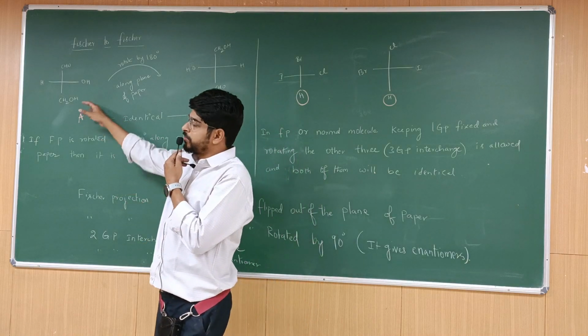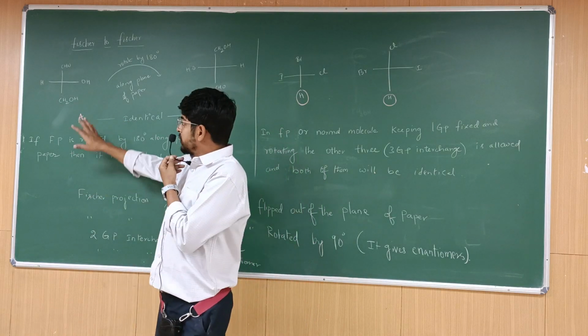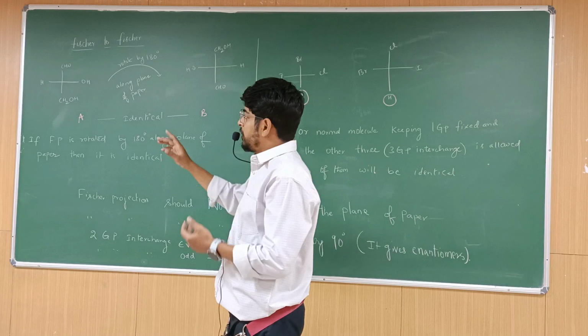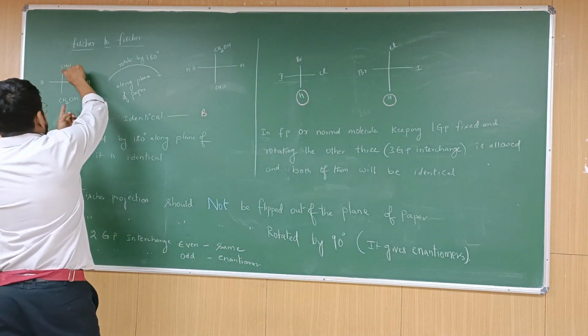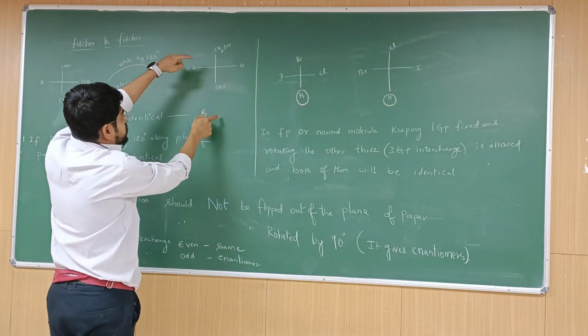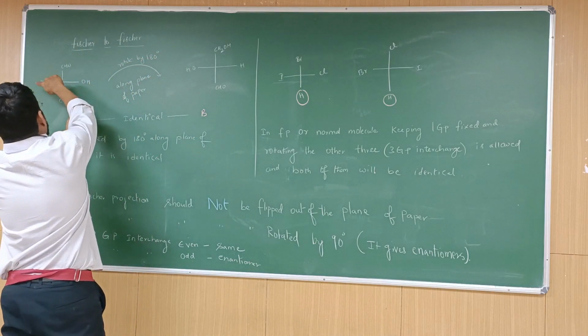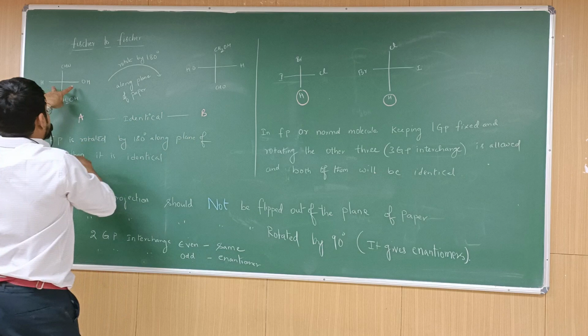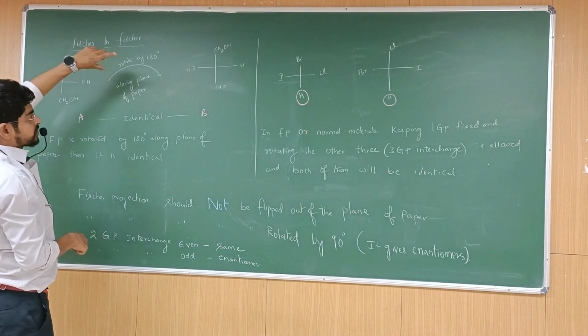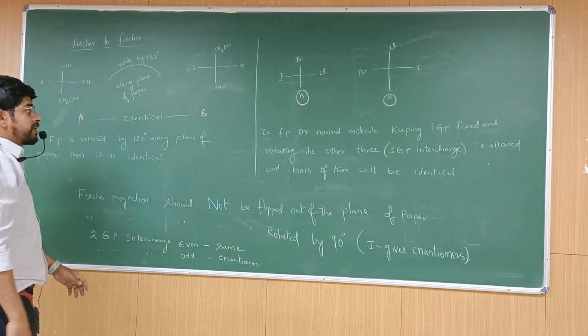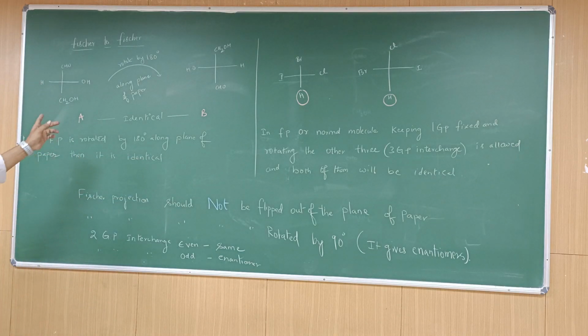Now this is the Fischer projection of glyceraldehyde. This Fischer projection, if I rotate by 180 degree along the plane of the paper, what is a 180 degree rotation? Whatever is top goes down, whatever is left goes to the right. So H and OH have rotated like this, and CHO and CH2OH have rotated like this. So that's a 180 degree rotation. Is it going to be the same molecule or a different molecule?